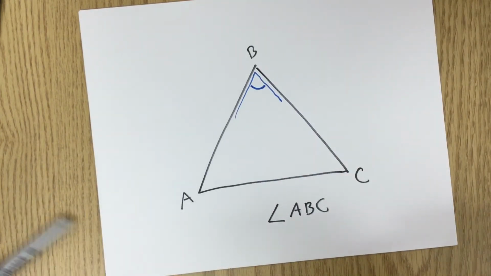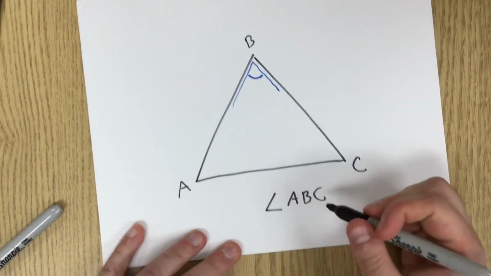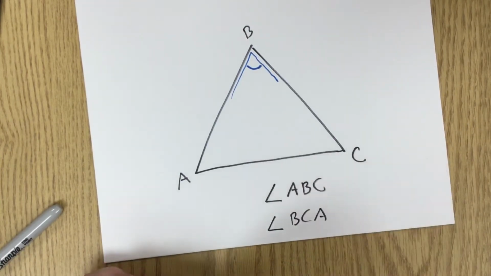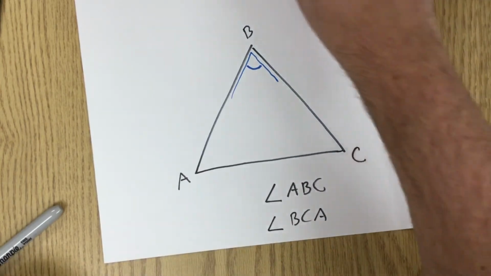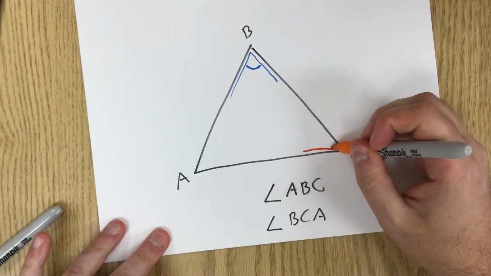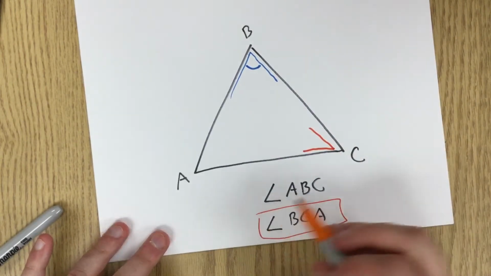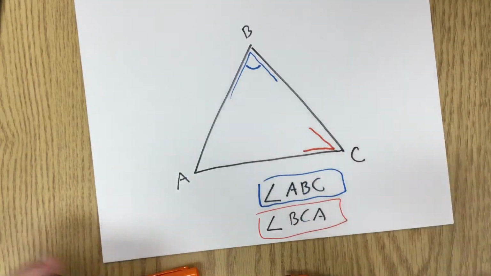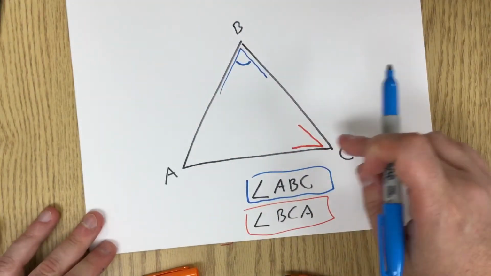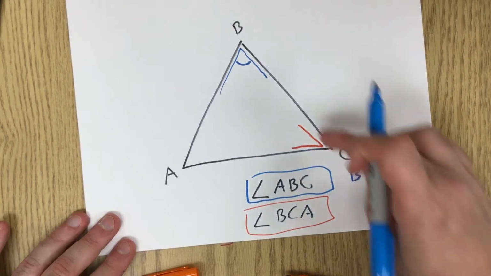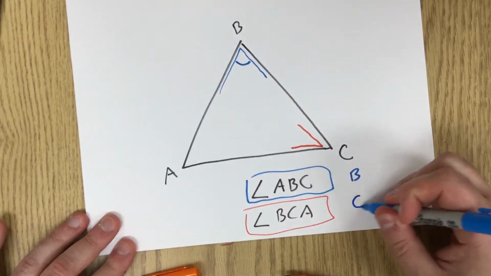Similarly, I could say angle BCA. And angle BCA would be, so this angle would be BCA over here. So this would be angle BCA, and this one would be angle ABC. Sometimes a faster way of writing it might be, instead of writing ABC, I could just write this as angle B. Instead of writing BCA, I could just write this as angle C.